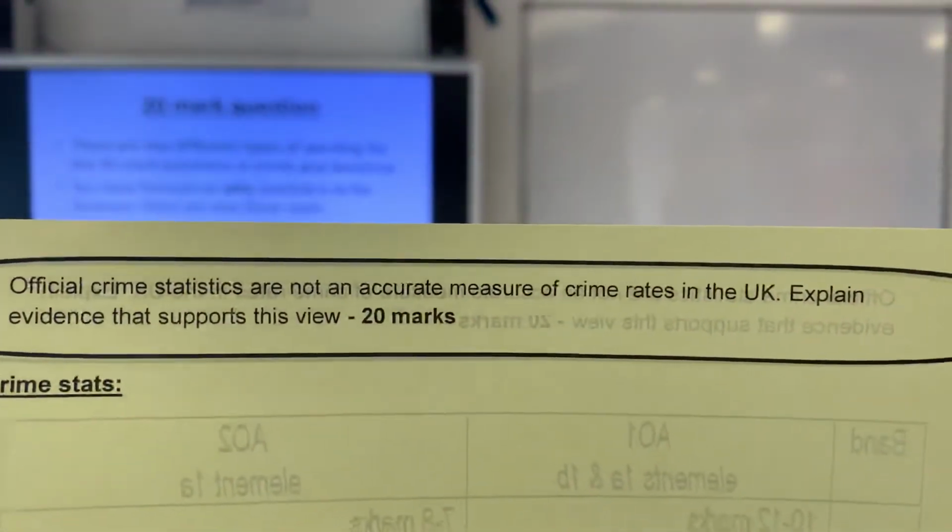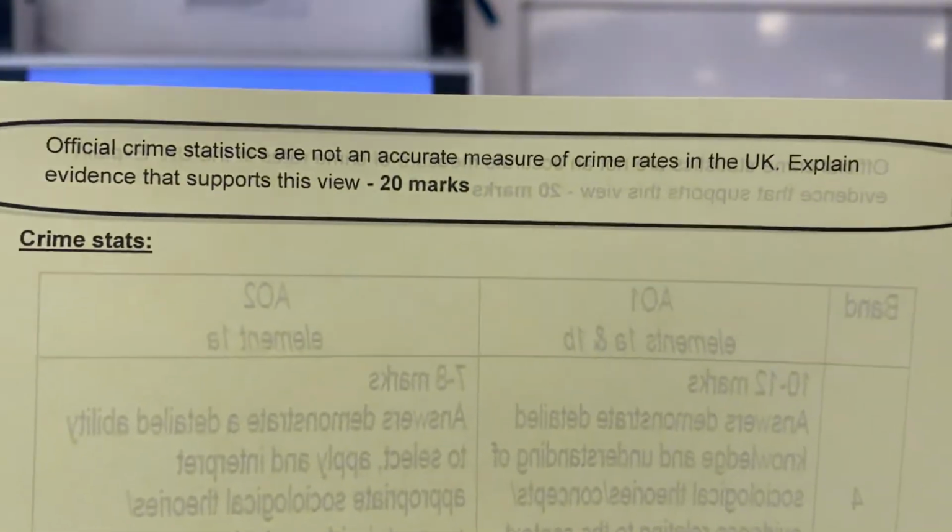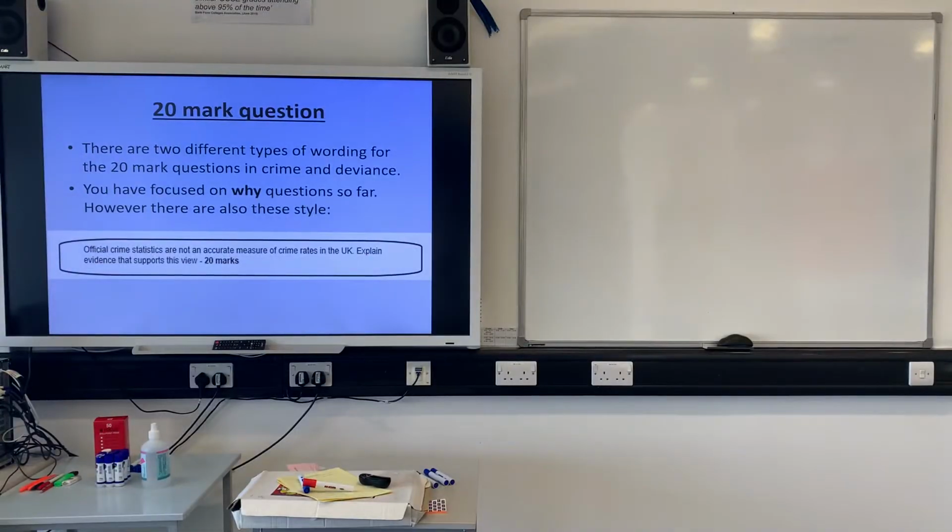Official crime statistics are not an accurate measure of crime rates in the UK. Explain evidence that supports this view. That is your 20-mark question.